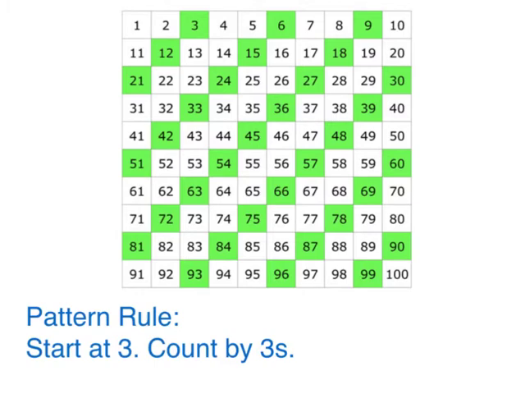Another pattern rule for this one could be we start at 3 and then we go down 1 and left 1 in a diagonal, down 1, left 1. And then we go ahead 3 more numbers and we go down 1, left 1, down 1, left 1, down 1, left 1, and so on. But just saying that we start at 3, count by threes is probably the simplest and easiest pattern rule for this example.